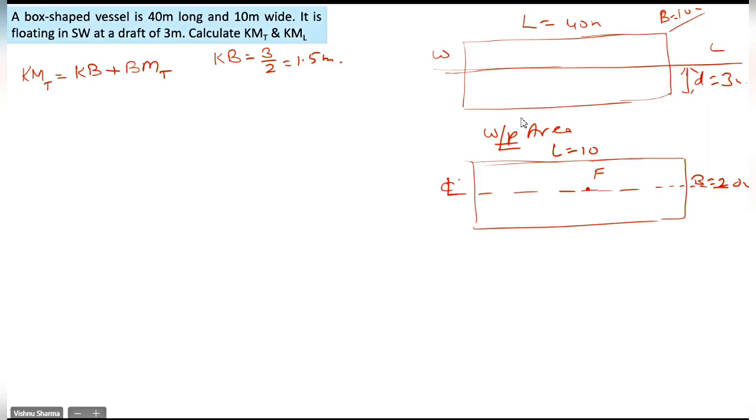Now, with reference to this diagram of mine, BMT will be equal to moment of inertia of what? Of the water plane area. About which axis in the diagram? Center line. So moment of inertia of the water plane area about the center line divided by volume of displacement. Any questions up to this point, beta?